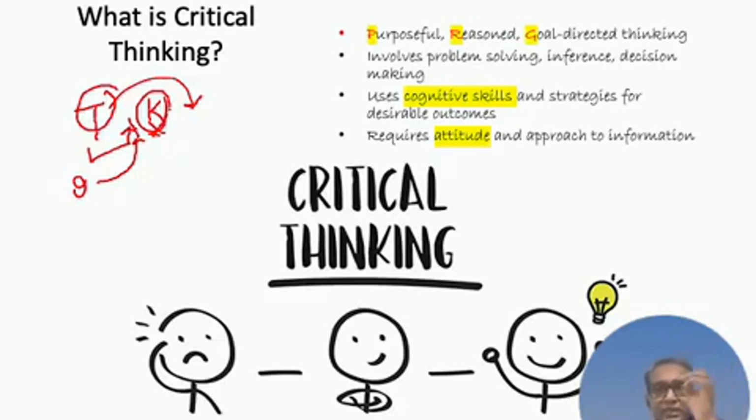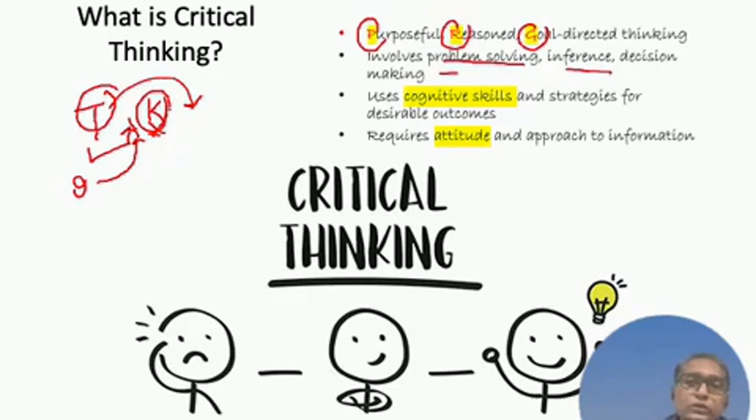There is no one clear definition of critical thinking that you will encounter. Research reviewing literature on critical thinking comes up with these features. Thinking that is more purposeful, reasoned, goal-directed, and uses words like cognitive skills, strategies for desirable outcomes. It also talks about the attitude and approach to information. So in the next slide, we will come to some broader definition.